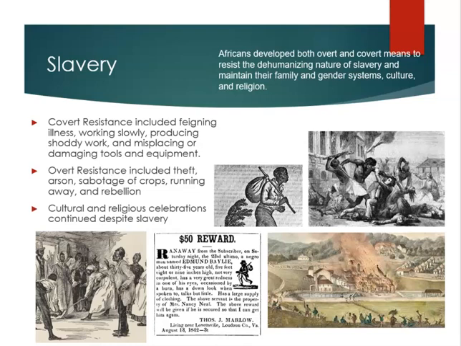But this type of resistance wasn't what white planters were particularly worried about. They worried more about overt resistance, especially rebellion, particularly in the areas where the black enslaved population was in the majority, like it was in the British West Indies and in the southern colonies.